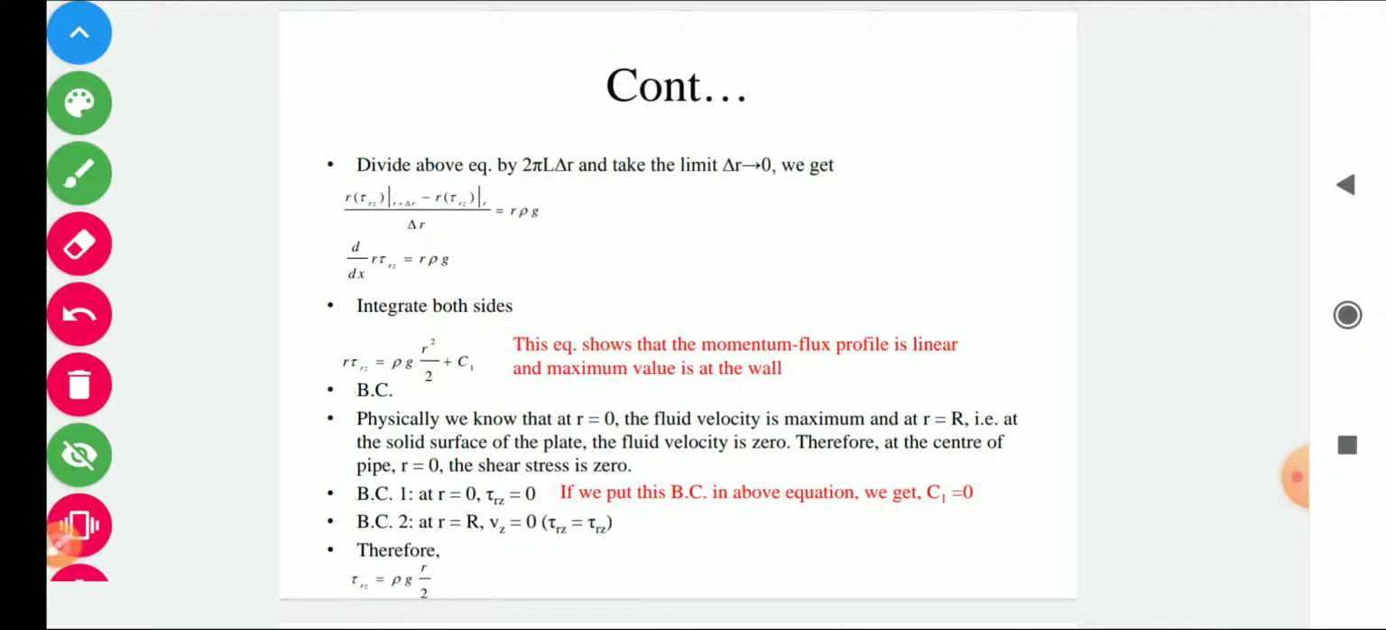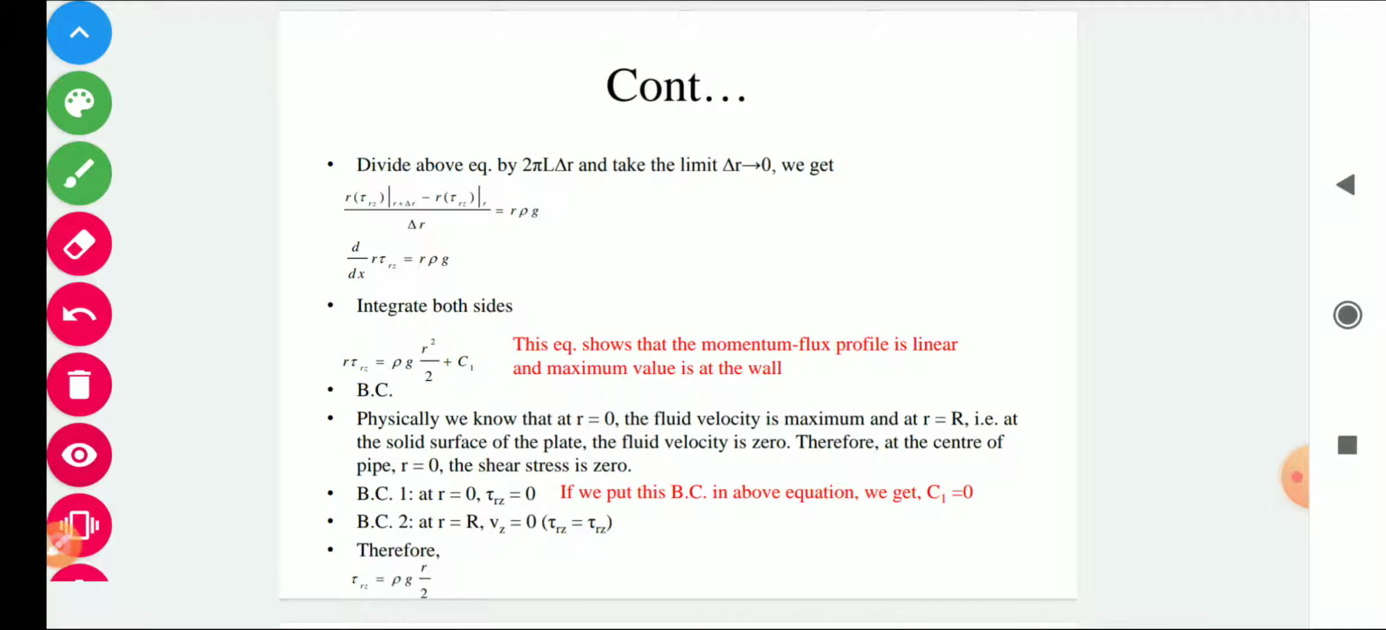So at that point the velocity will be 0 due to the no slip condition, because the pipe is stationary and the fluid layer which is in contact with that pipe will also have 0 velocity due to the no slip condition. So the second boundary condition will be at r equal to capital R, Vz will be equal to 0. After applying the first boundary condition in this equation, we will get C1 equal to 0, and this equation will become r tau rz equal to rho g r by 2.